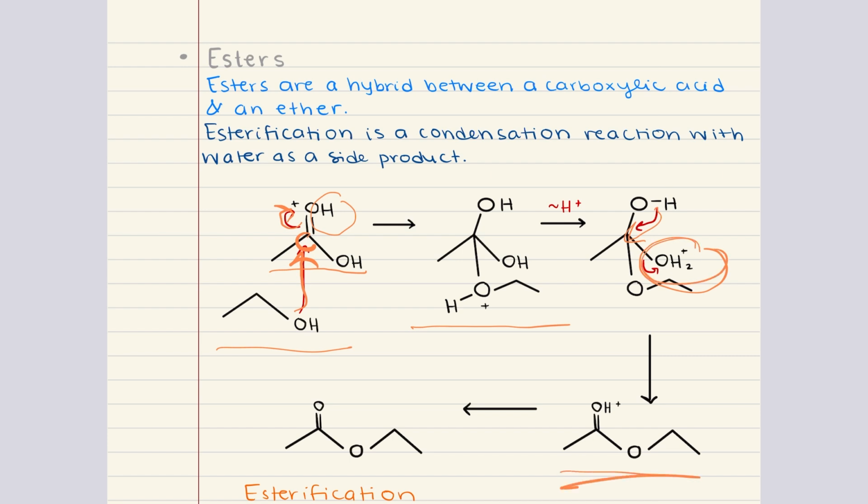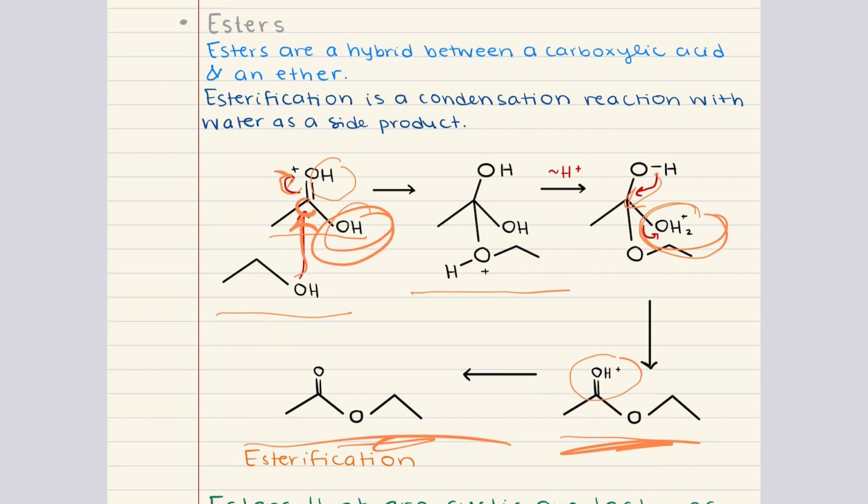The final step is deprotonation of the remaining oxygen atom to neutralize the positive charge, and that results in the formation of the ester. So the overall transformation replaces the hydroxyl group of the carboxylic acid with an alkoxy group that's derived from the alcohol. The reaction produces an ester as the main product and water as the side product.